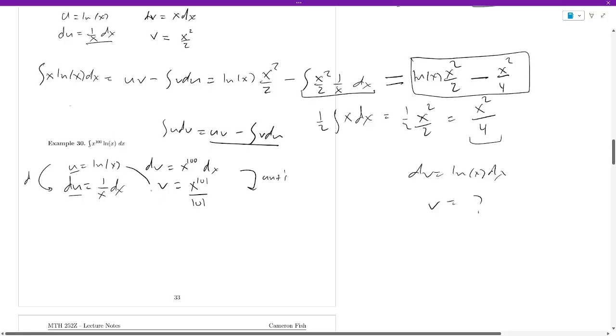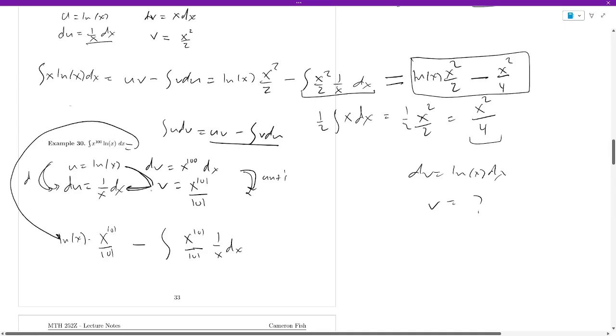which is that the formula is this zigzag. It's a little funny, but this is the way I learned it, and it makes sense to me. If you just remember to start with u and dv, then take the derivative, take the antiderivative, then you get the zigzag. U times v minus the antiderivative of v du. So u times v, that's log x times v, x to the 101 over 101, minus the antiderivative of what? V du. So v is x to the 101 over 101, and then du is 1 over x dx. So this is equal to that.